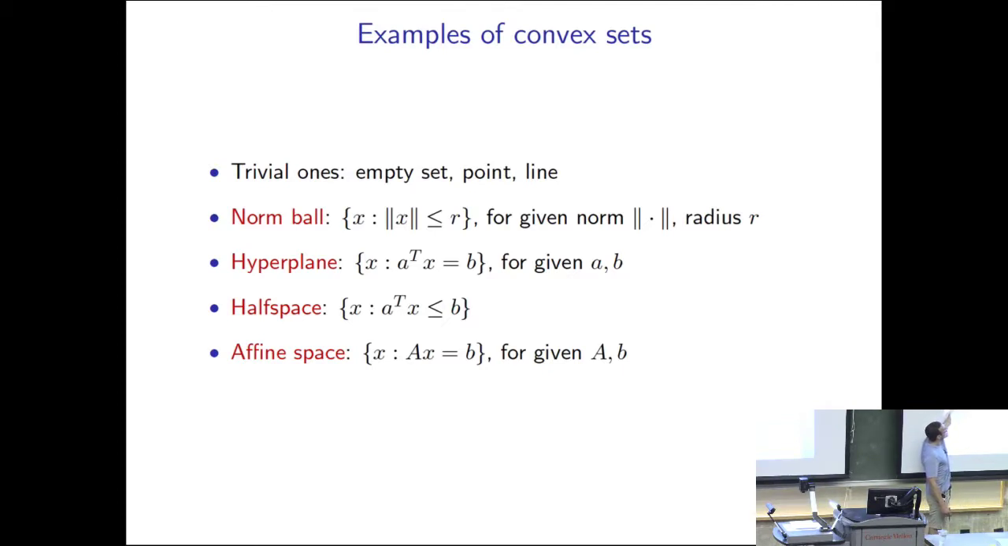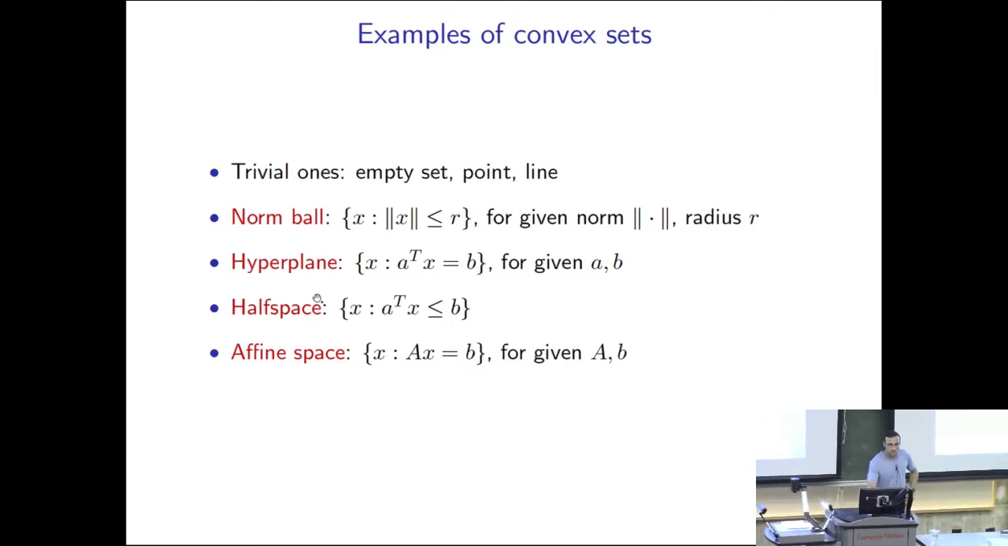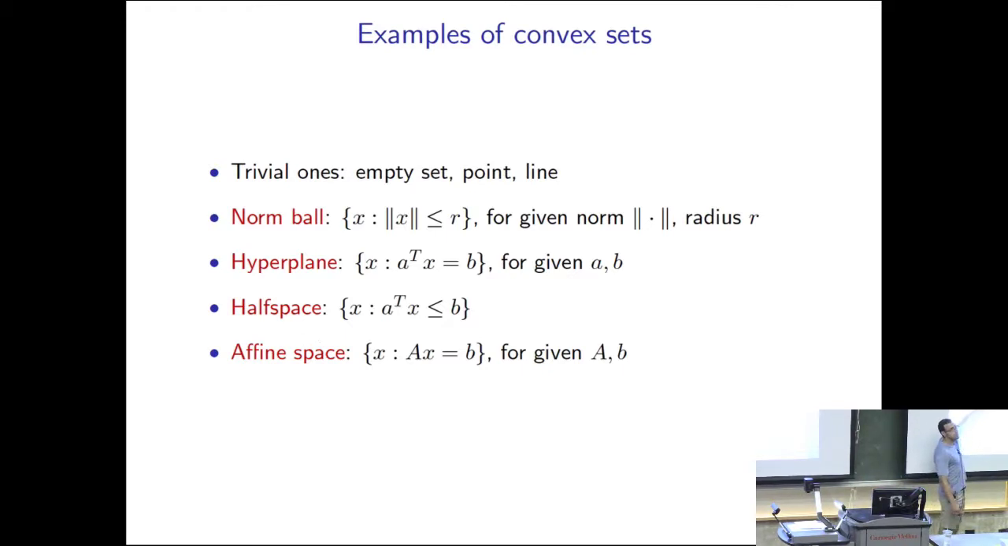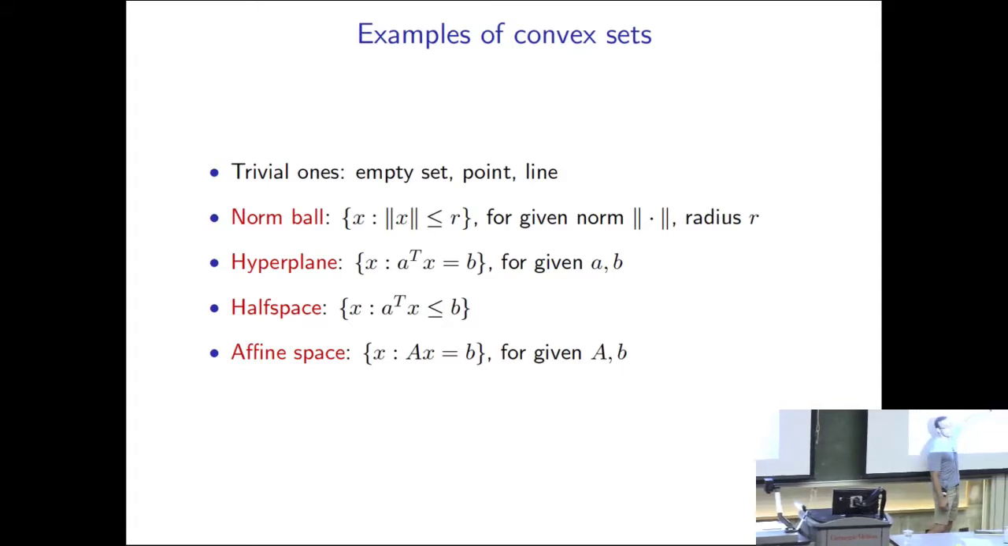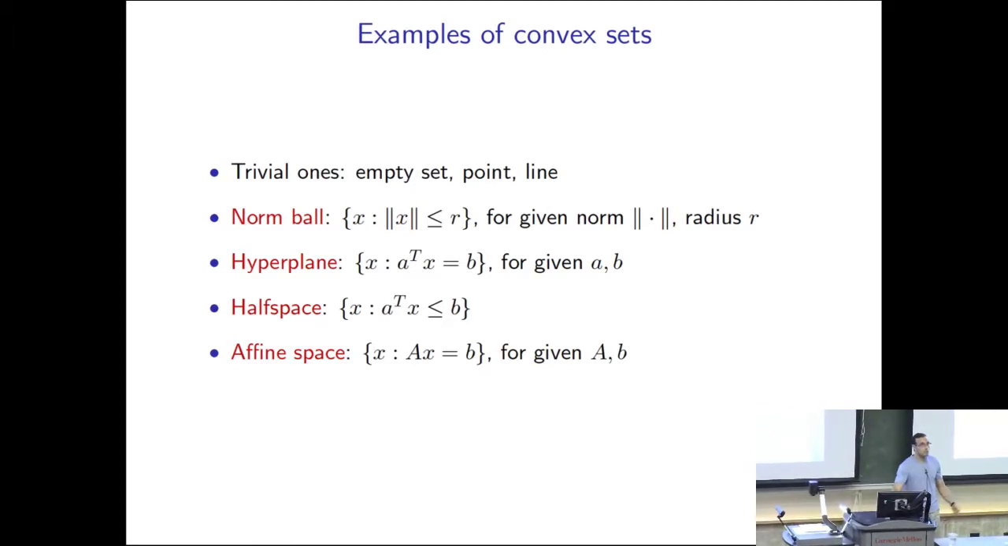Hyperplanes. This is the set of all x such that they satisfy one linear equation, A transpose x equals b. If x is in Rn, this hyperplane is an n-1 dimensional linear space. For any fixed A and b, this thing is convex. Half space is everything to one side of a hyperplane. It's the set of all x for which A transpose x is less than or equal to b. It's also convex. These things you can just check straight from the definition. That's the best way to convince yourself. And an affine space, which is the set of all x that satisfy a system of linear equations, like Ax equals b for a given matrix A and a vector b, is also convex. Check the definition to verify.